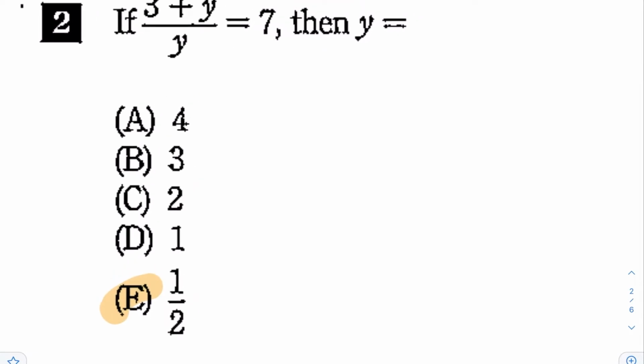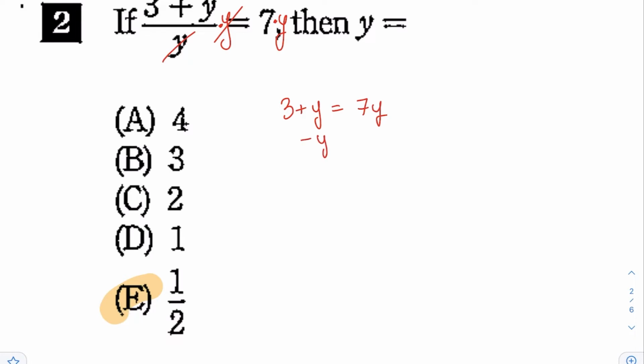Next, for question number 2, if (3 plus y) divided by y is equal to 7, then y is equal to, so here you have to get y by itself. You can do so by multiplying by y on both sides. That gets rid of y in the denominator on the left side. So you end up with 3 plus y, which is equal to 7y on the right.